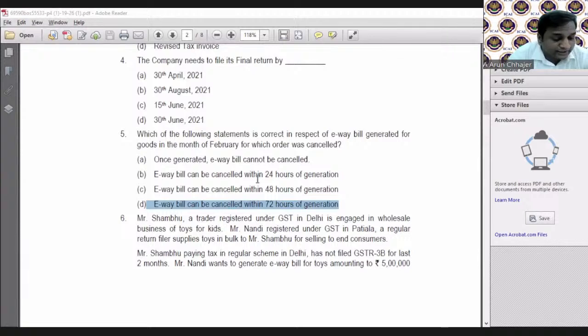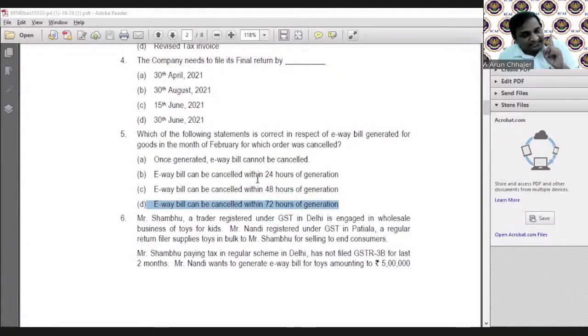The exceptions are: first, a CTP, casual taxable person, after the closure of their business, and second, cancellation of the GSTIN of a normal taxpayer.